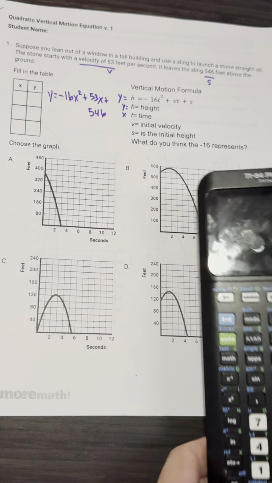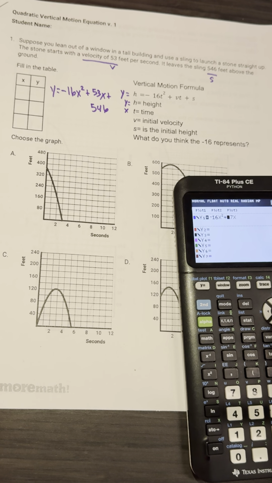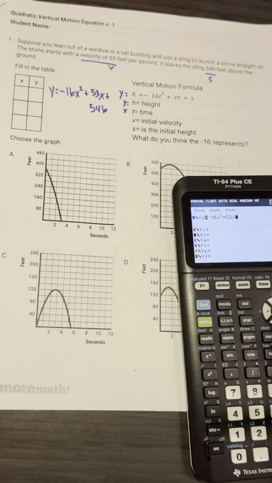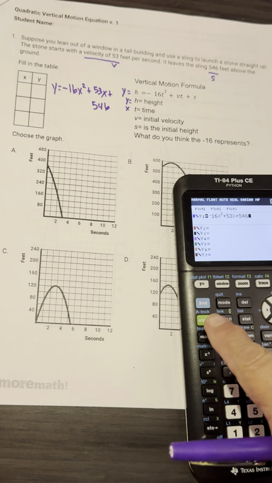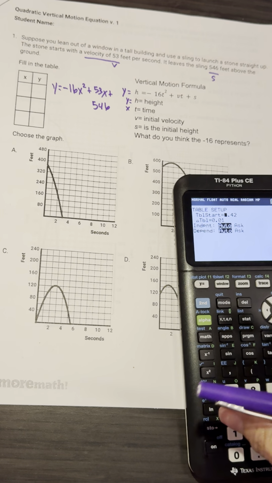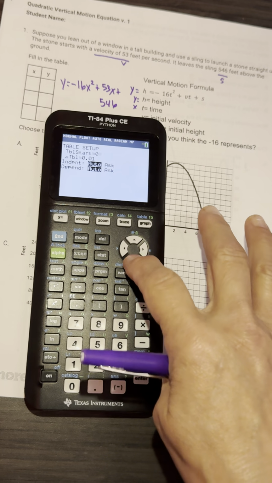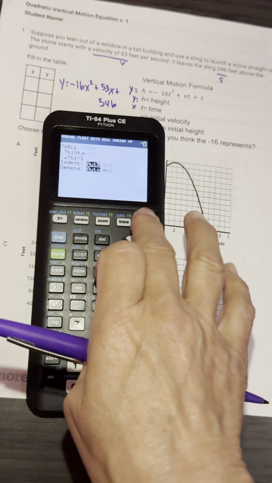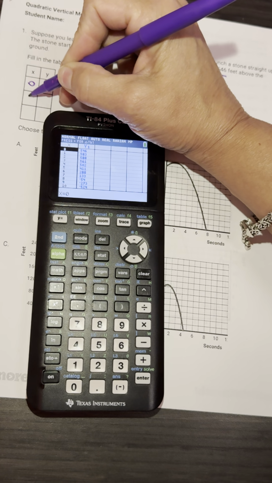So go to y equals, type your equation in. Negative 16x squared plus 53x plus 546. And then we're going to go to your table. If your table has decimals, like mine does, then change it to a whole number, so start at 0 and change it by 1. And we're going to fill in the table. They just did 0, 1, and 2.